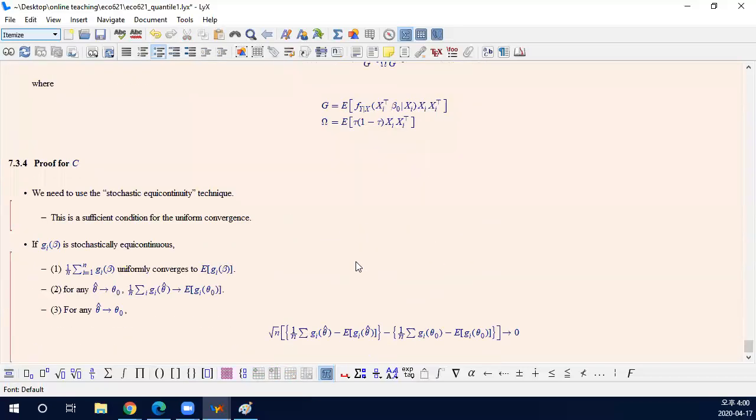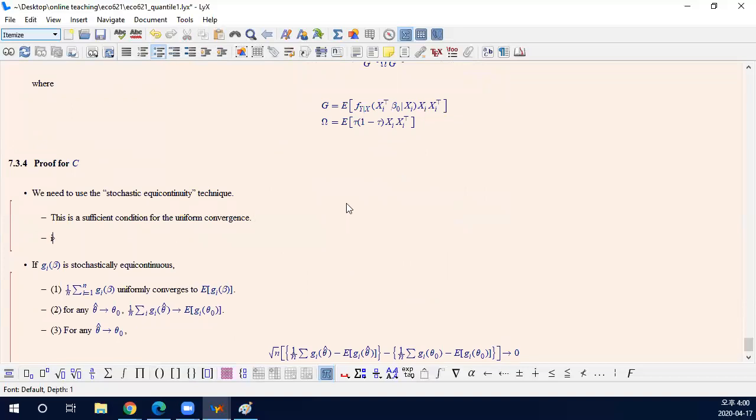By the way, if you are interested in this, read Donald Andrews's handbook chapter. He derives a few examples of functions that satisfy stochastic equicontinuity. If you think you are going to use this assumption in your dissertation, you cannot show this every time you need. Instead, you can just show that your functional form is one of Andrews's functional forms in this paper. So by his theory, it satisfies stochastic equicontinuity. That's a typical storyline in my papers. So if you are interested, read that paper.